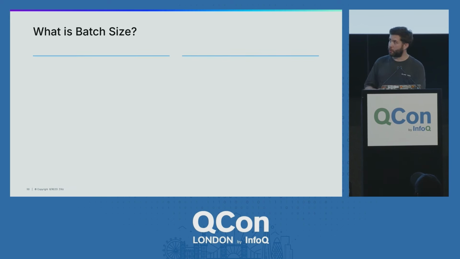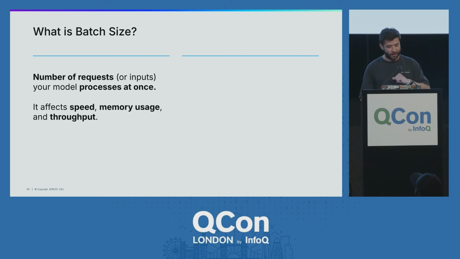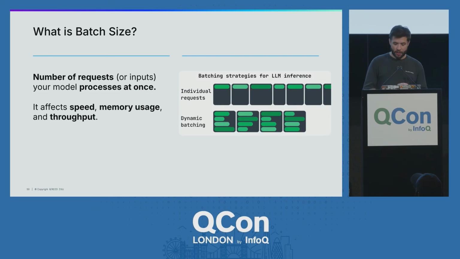Also, the higher throughput will allow you to have a higher batch size. And what is batch size actually? This is the number of requests or inputs that your model can process at once. And it's going to affect speed, memory usage, and throughput. And you have two different strategies.